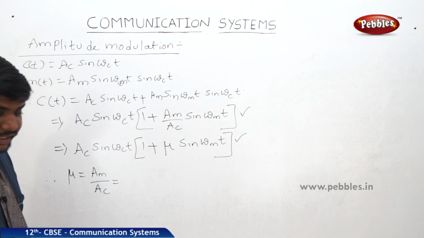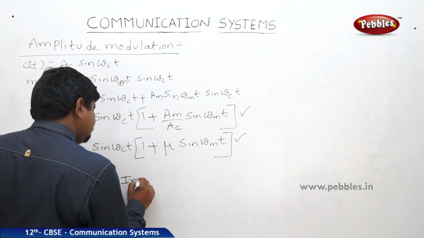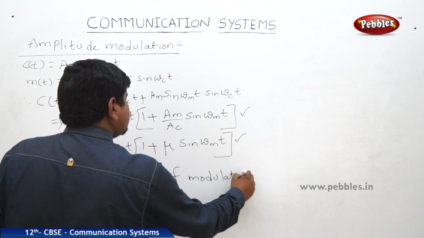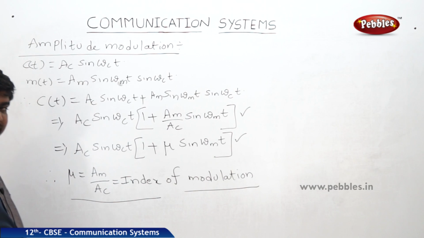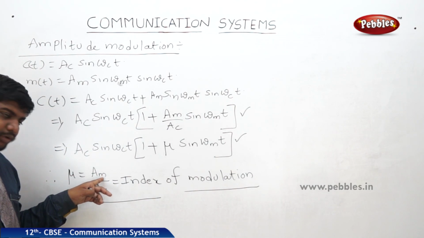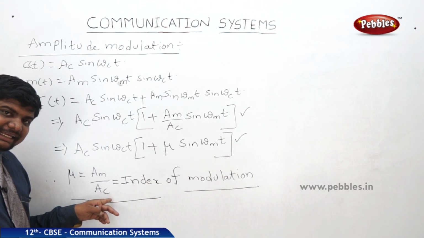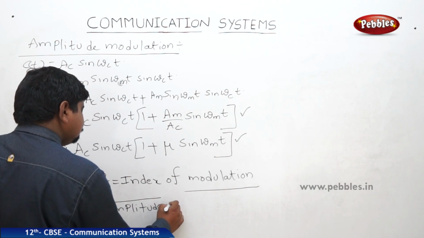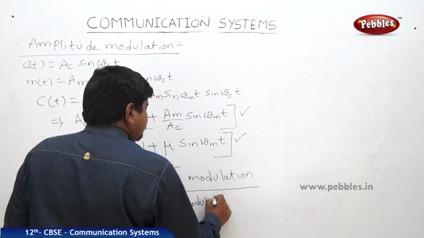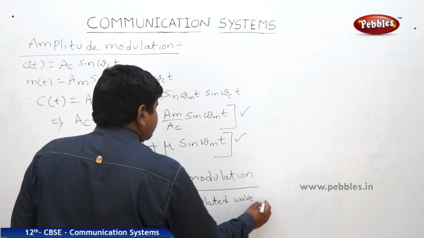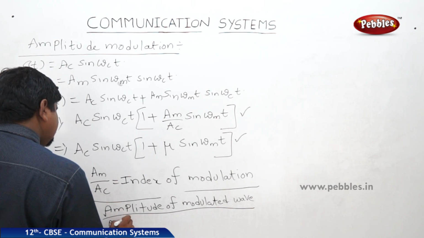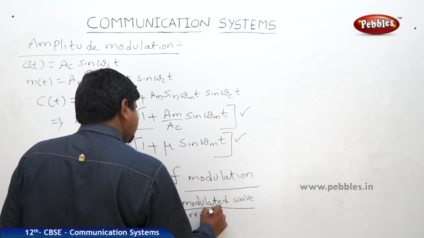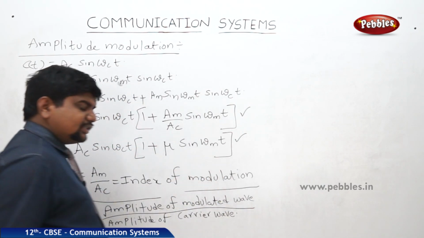What is this mu? Index of modulation. So the index of modulation is the amplitude of the modulated wave by the amplitude of the carrier wave. This is the information we can see.